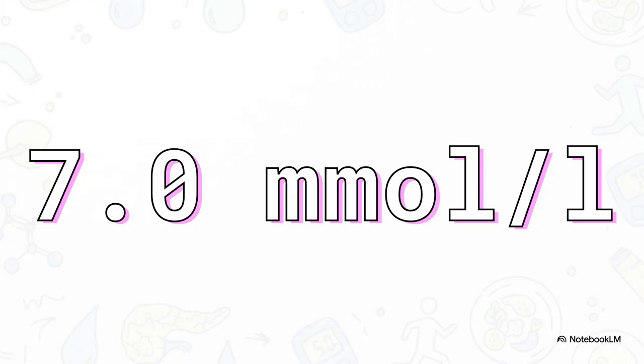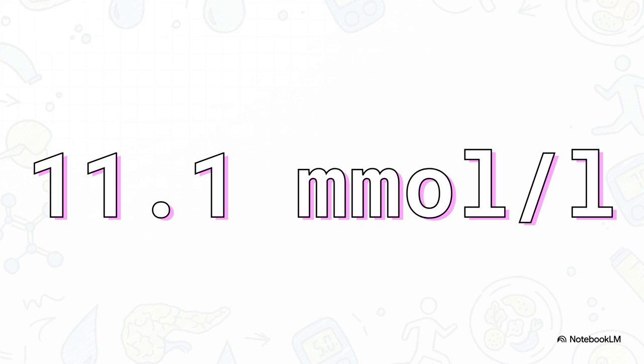The first key number you need to know is 7.0 millimoles per liter. A fasting plasma glucose of 7.0 or greater, that's a diagnosis of diabetes. And the second number is 11.1 millimoles per liter, a random plasma glucose. Or the 2-hour value after a 75-gram oral glucose tolerance test, that's 11.1 or higher, is also diagnostic.